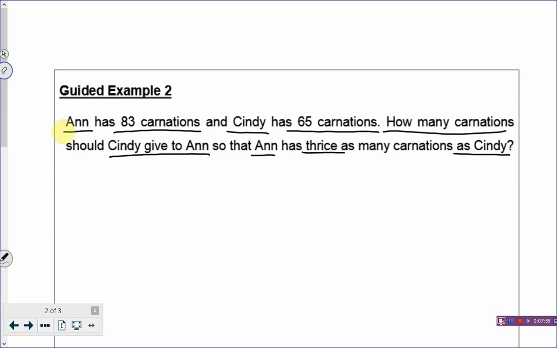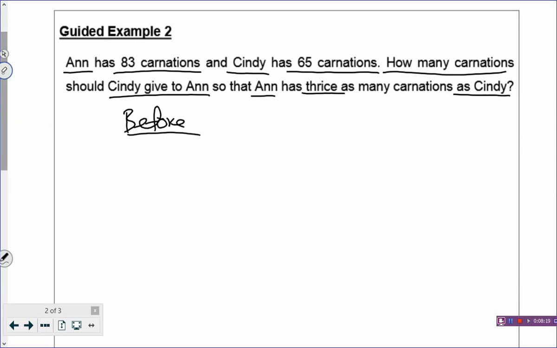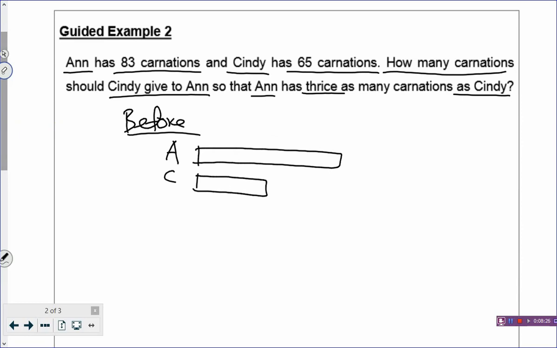That's the after. What happened in between? Cindy is going to give to Anne. That is the in between, the change. And when somebody is giving to another person in the story, then the total is unchanged. So remember that. When there's internal transfer in the story, then the total is unchanged. So let's draw the before model again. Before, you draw 2 persons, Cindy and Anne. Anne has 83, Cindy has 65. So draw out the first sentence. Don't think about solving.